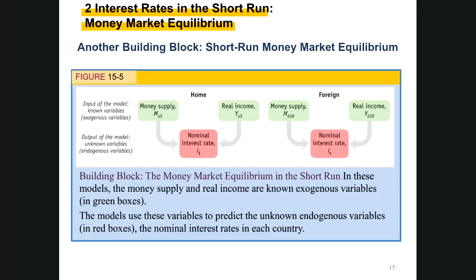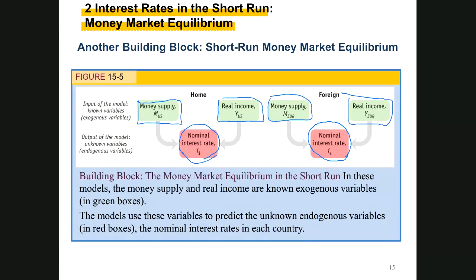So using the money market equilibrium, what is the goal? We're trying to find out the nominal interest rate in one country, in the domestic market, and then the nominal interest rate in the foreign market. If we know M and we know Y, we could find out those. This is the exogenous variable, this is endogenous. Something we want to figure out is in the red box. Given information is in a green box.